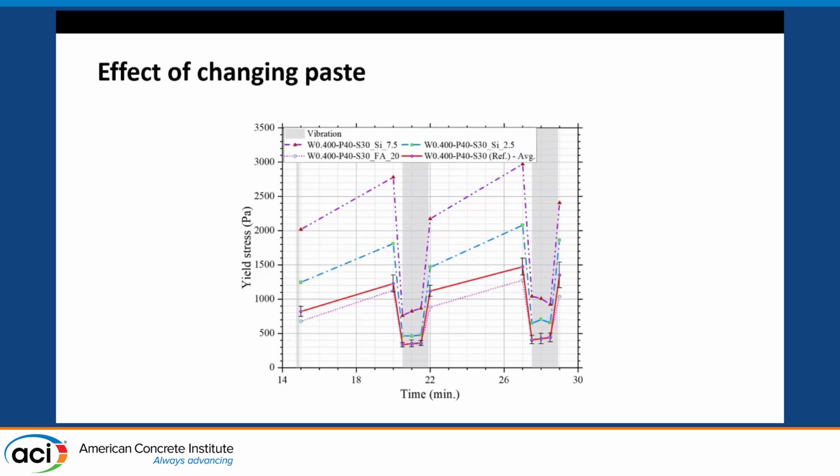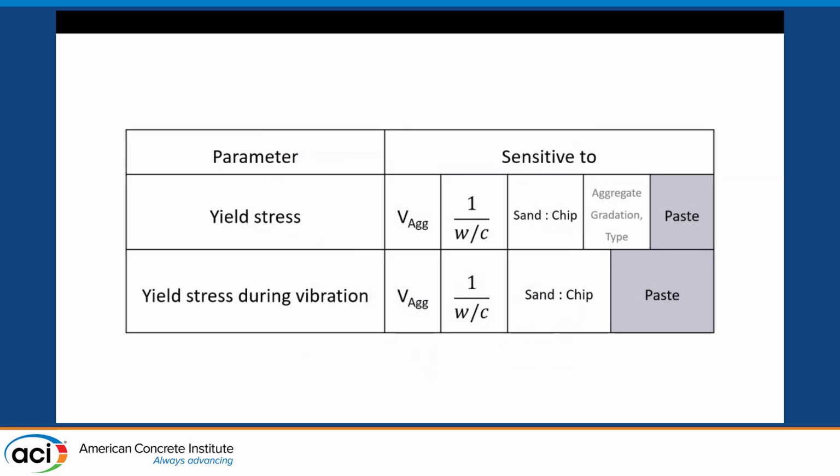Next, what if I change the paste while keeping the aggregate the same, right? So I added silica fume and fly ash. Silica fume makes the paste much more viscous, so it's harder for the aggregates to move apart from each other when they are being vibrated. So you'll see the yield stress drop is not as much, whereas at 7.5% silica fume replacement, at 2.5, huge increase when not being vibrated, pretty much the same when it is being vibrated. Fly ash reduces the yield stress. So depending on what you're putting into your paste, it can control your rheology.